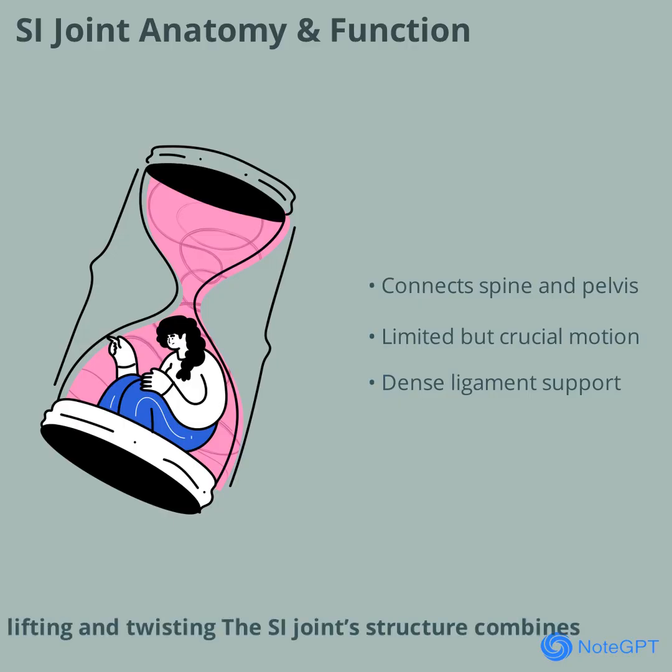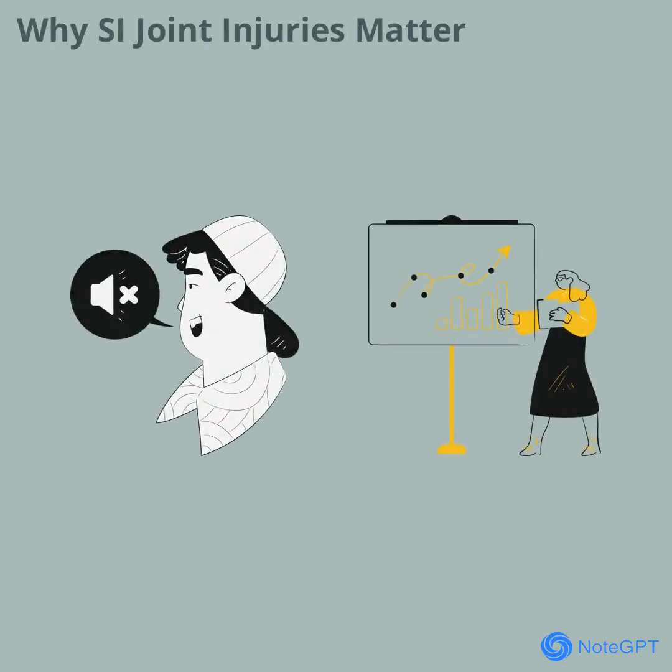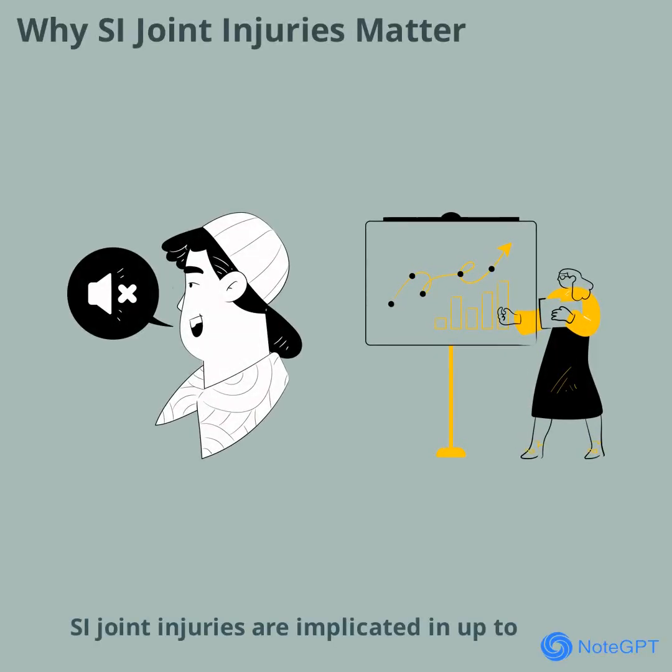The SI joint structure combines dense ligaments with a fibrosynovial articulation, making it both strong and slightly mobile. This unique setup is what allows the SI joint to withstand the daily forces placed upon it, but also what makes it susceptible to injury. SI joint injuries are implicated in up to 30% of chronic mechanical low back pain cases, yet they often go unrecognized because their symptoms overlap with other conditions like lumbar disc problems or hip disorders.